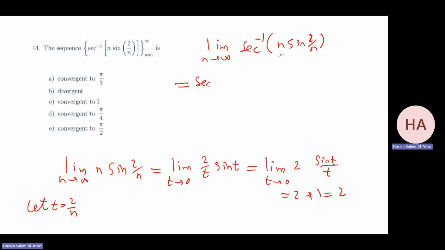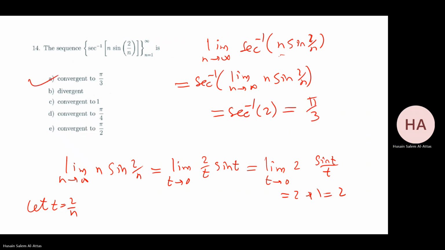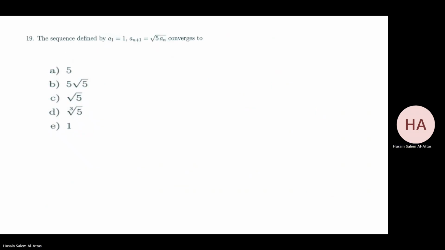So that will be secant inverse of the limit of this, which we just did, and that will be secant inverse of 2. What is secant inverse of 2? It will be pi over 3. Because I know cosine of pi over 3 is half. So secant of pi over 3 is 2.